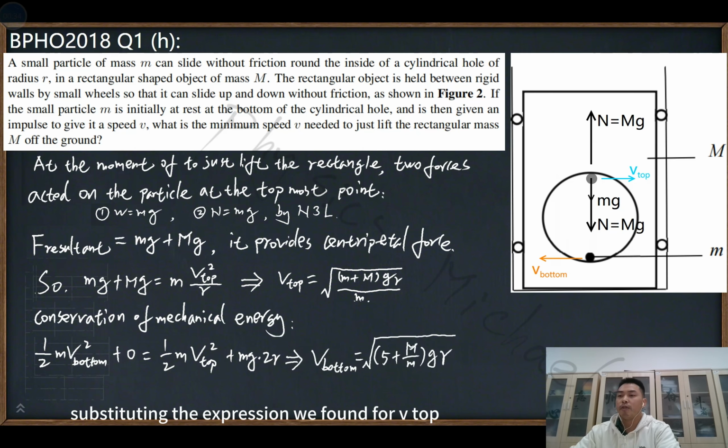Substituting the expression we found for v top and simplifying the equation, we get v bottom equals the square root of gr times (5 plus capital M over m). And that's the minimum speed the particle must have at the bottom to just lift the rectangle off the ground.